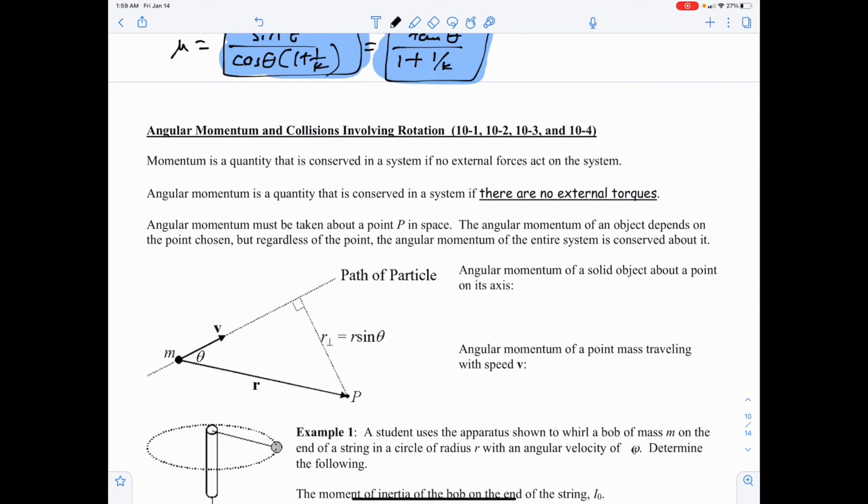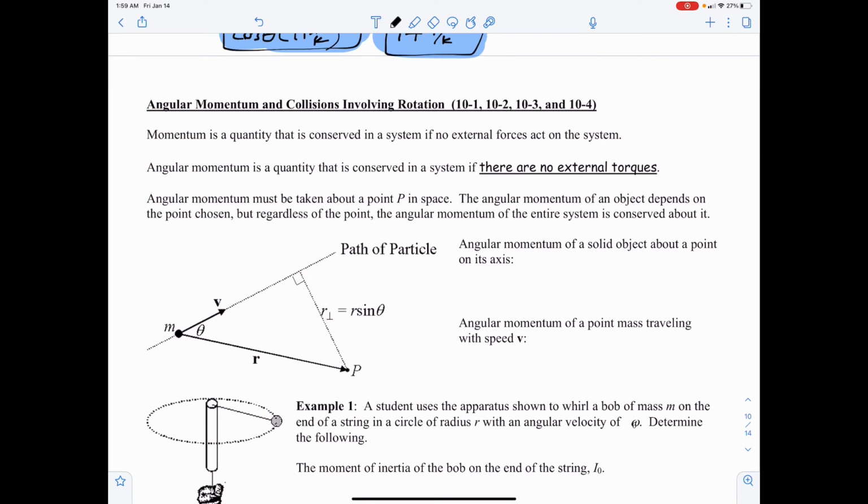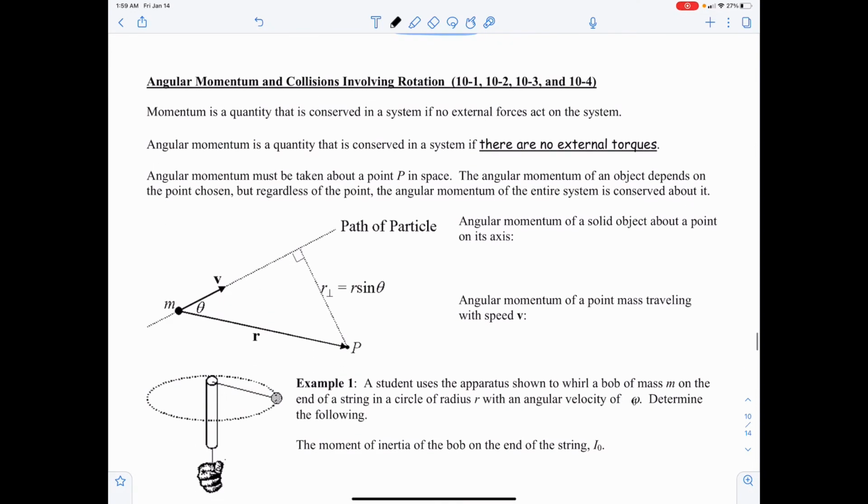Sections 10.1, 10.2, 10.3, and 10.4 involve the concept of angular momentum by itself and with collisions involving rotation. So momentum is a quantity that is conserved in a system if no external forces act on the system. Well, angular momentum is a quantity that is conserved in the system if there are no net torques. Angular momentum must be taken about point P in space. The angular momentum of an object depends on the point chosen, but regardless of the point, the angular momentum of the entire system is conserved about it.